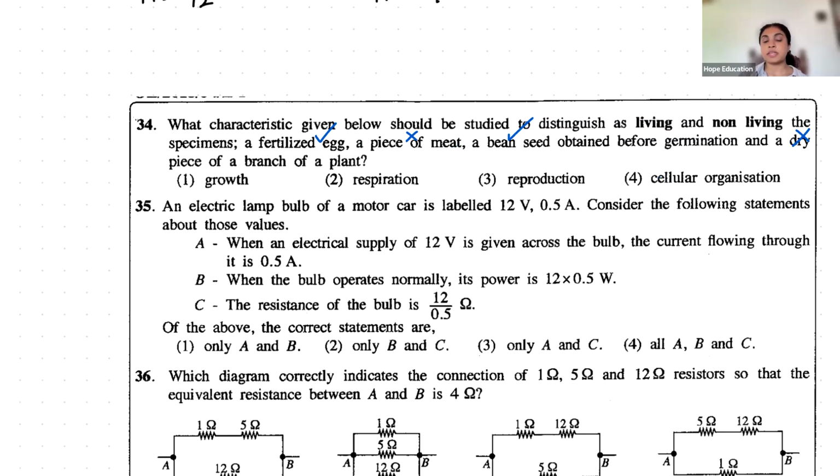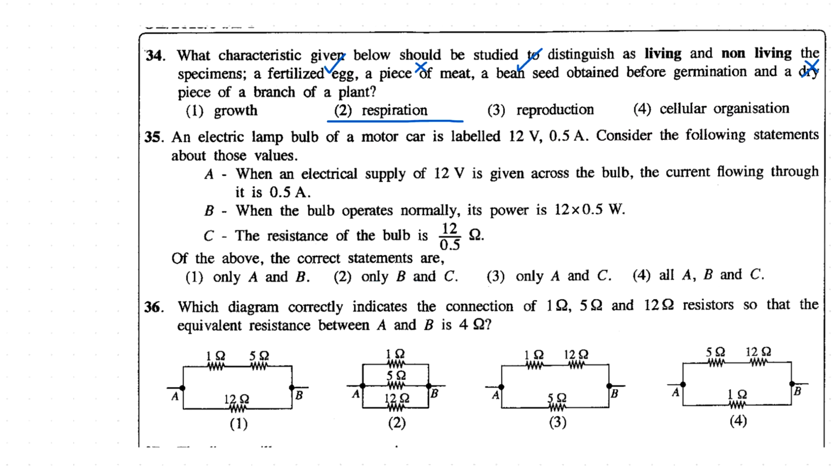What is suitable is respiration. We can observe respiration properly in a short time. A fertilized egg definitely does respiration. A bean seed, even though it has not germinated yet, will still respire. A piece of meat will not respire. A dry piece of a branch will not respire. We need to look for the most suitable, the most appropriate answer. So the most appropriate answer would be respiration. Is it clear, kids? Shall we move on?